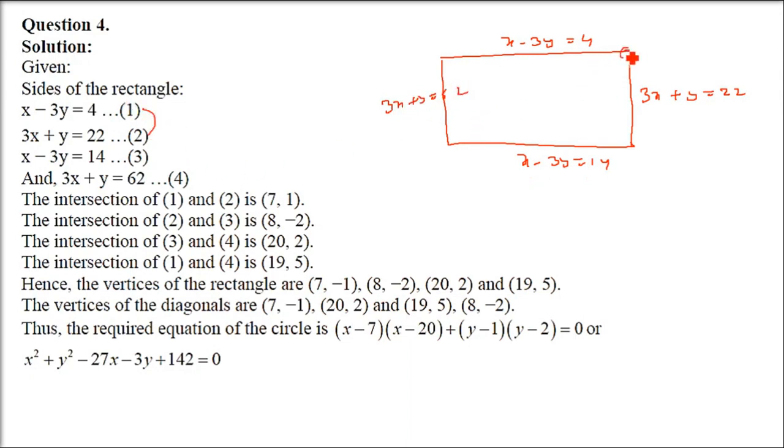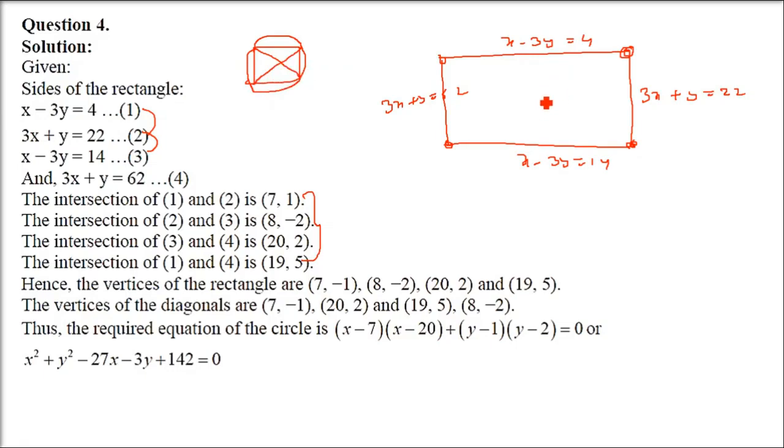Take 1 and 2, you will get 7 and 1. Take 2 and 3, you will get 8 and minus 2. 3 and 4, you solve it, you will get 20 and 2. 1 and 4, when you solve it, it will be 19 and 5. So I hope you will be able to solve these equations pairwise. Now if you take any of the diagonals, the circle is circumscribing the rectangle.